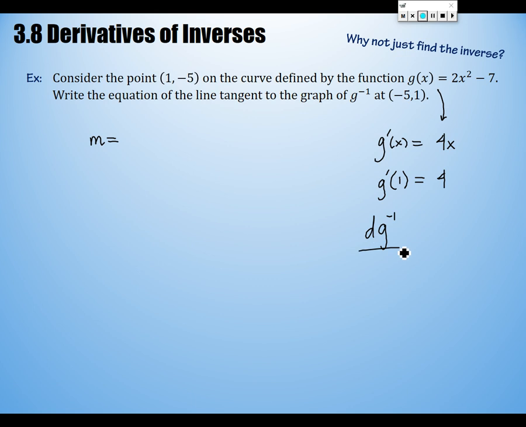Again, we'll write dg inverse dx evaluated at, okay, well I need to know. I think the answer here is 1/4, right? I think we're clear on that. But what did we just do? 1/4 is the slope where exactly? At -5, 1, right? So it's not the slope at x equals 1 on the inverse. It's the slope at -5.